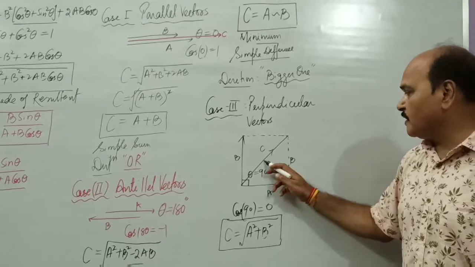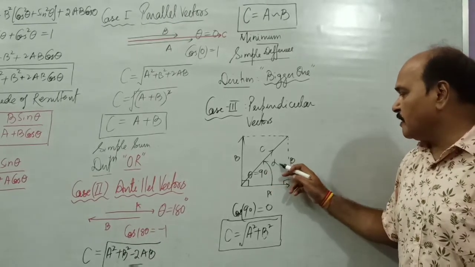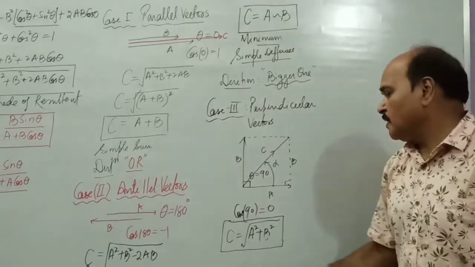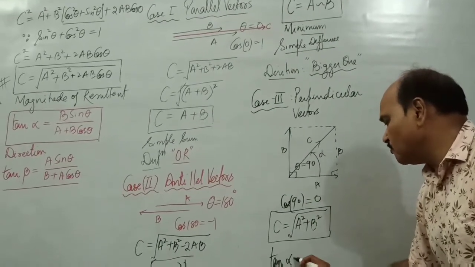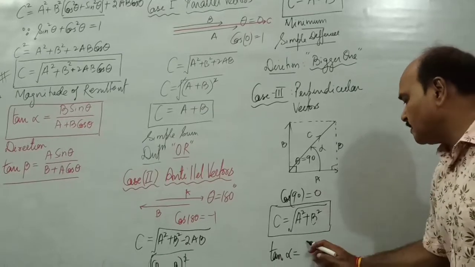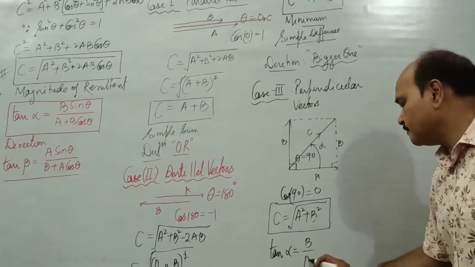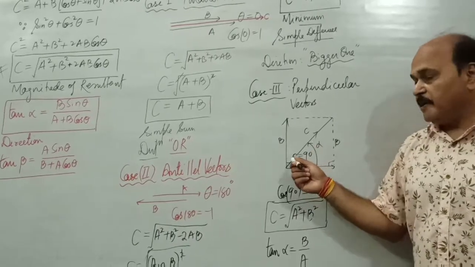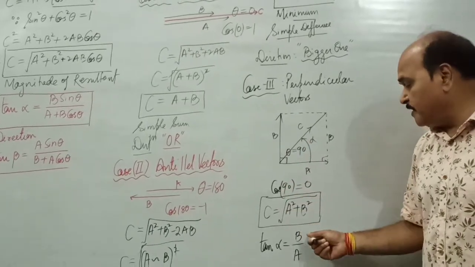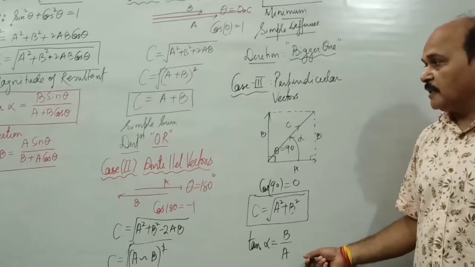What is the angle of resultant? The angle of resultant, alpha, we can find out from the formula or directly from here. Tangent of angle alpha is going to be perpendicular upon base, that is B upon A. So the angle the resultant C makes with A is B upon A, length of B upon length of A.